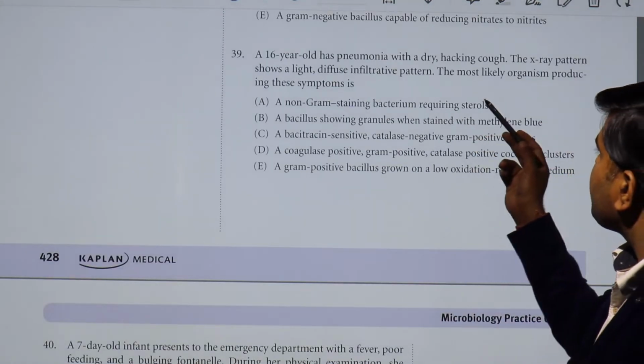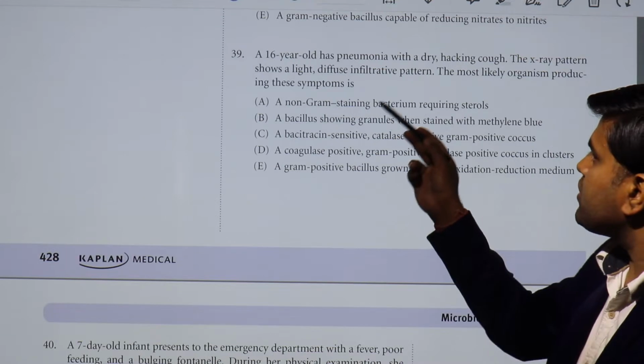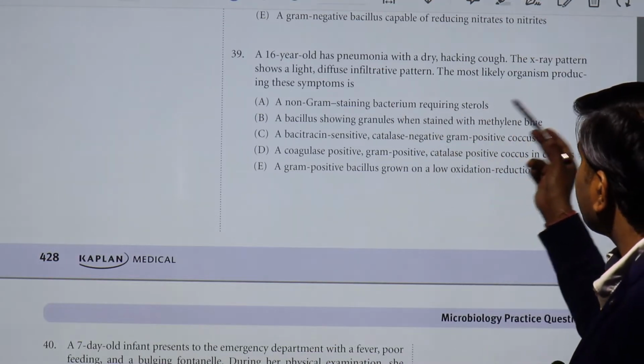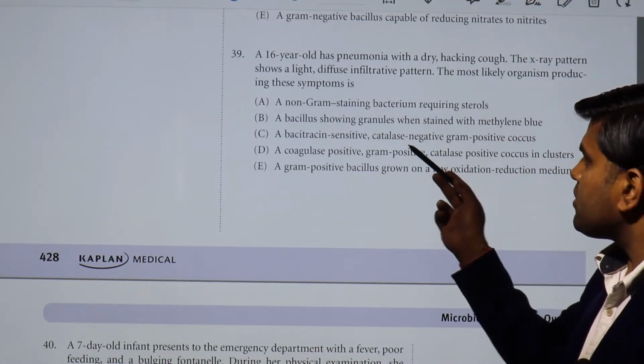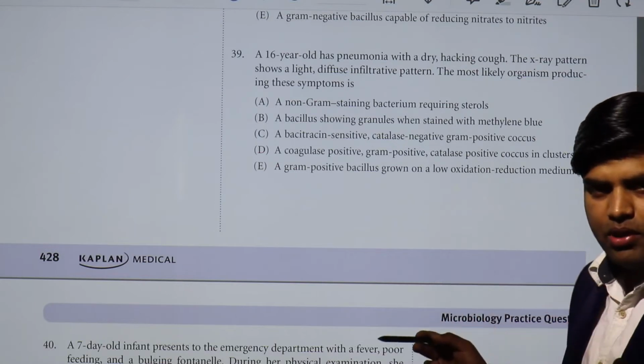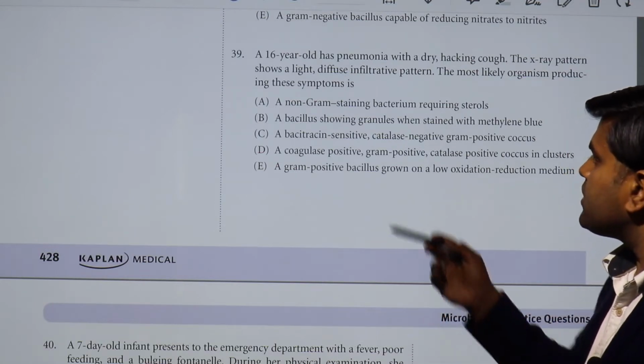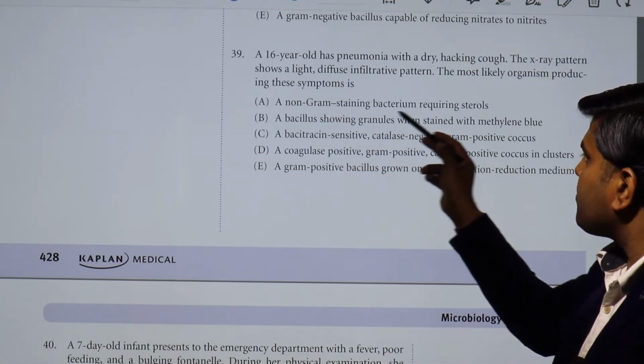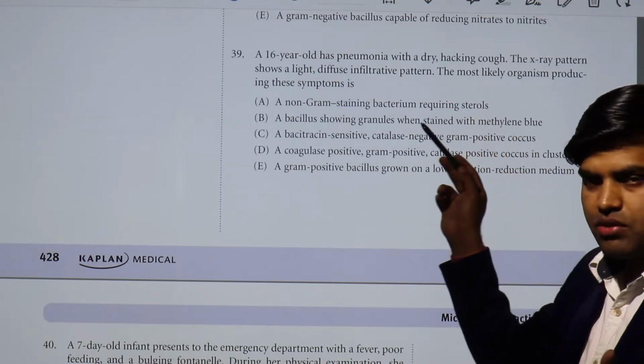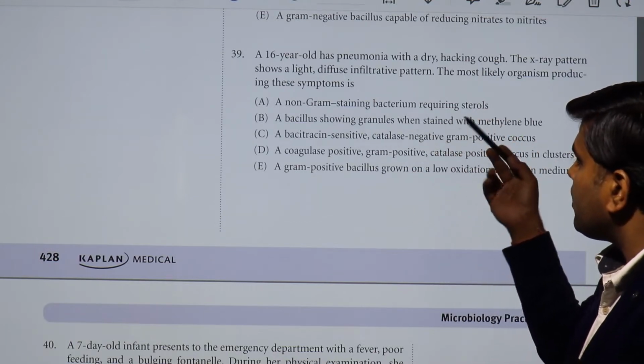So we'll use this knowledge. This is pneumonia with a dry hacking cough. The X-ray pattern shows a light diffuse infiltrate pattern. The most likely organism producing this symptom is Mycoplasma pneumoniae. So what are the features of Mycoplasma pneumoniae? It is a non-gram staining bacteria requiring sterols. Yes, this was one of the features of your Mycoplasma pneumoniae.